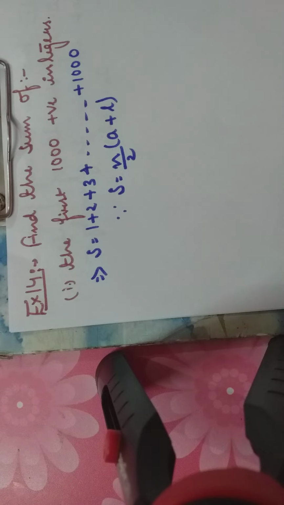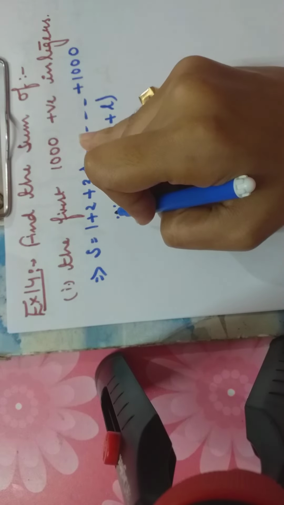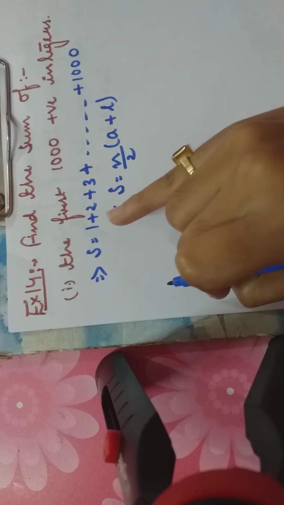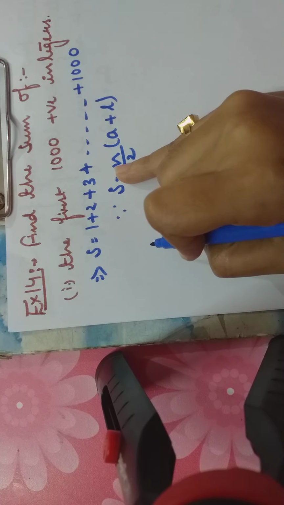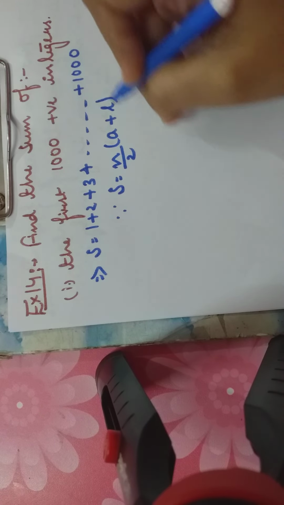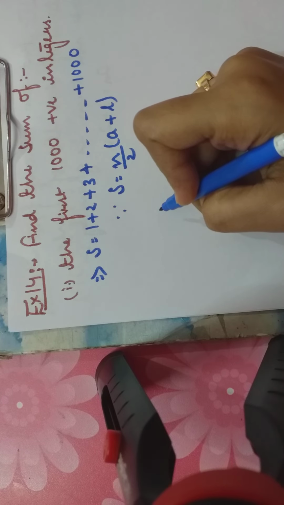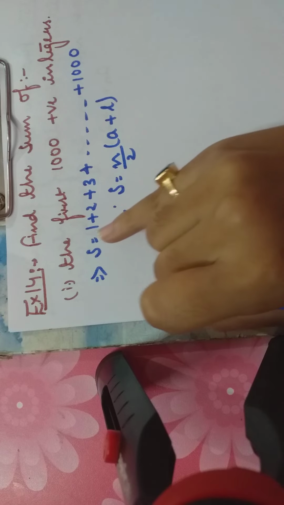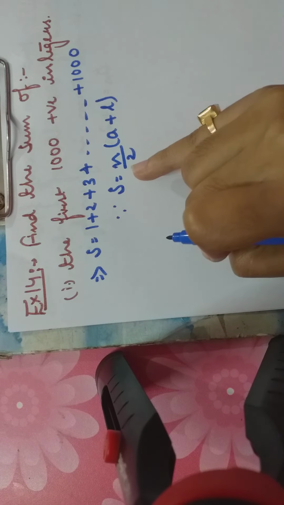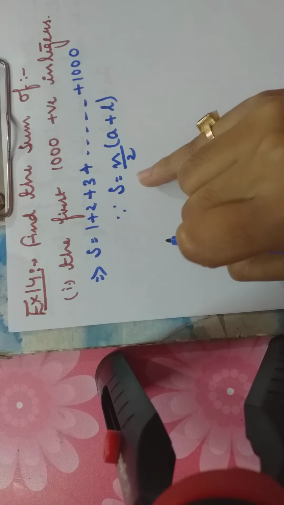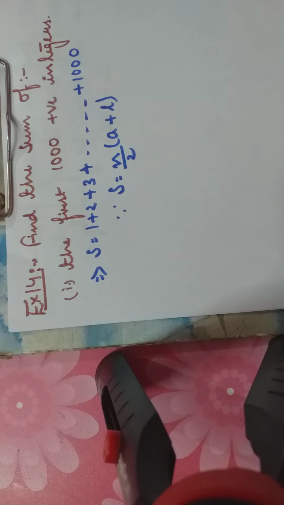Since here we have to find the sum of the first 1000 positive integers, the series is S = 1 + 2 + 3, and the series will continue up to 1000. For the sum of the first 1000 positive integers, we will use this formula because the first term and the last term are known. The formula is S = n/2 (a + l).